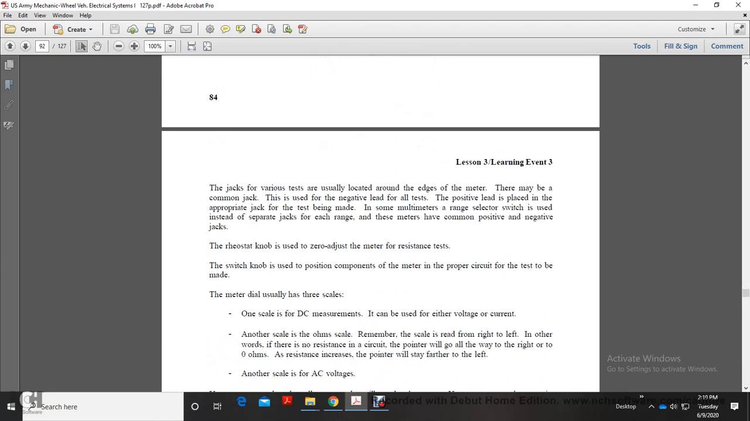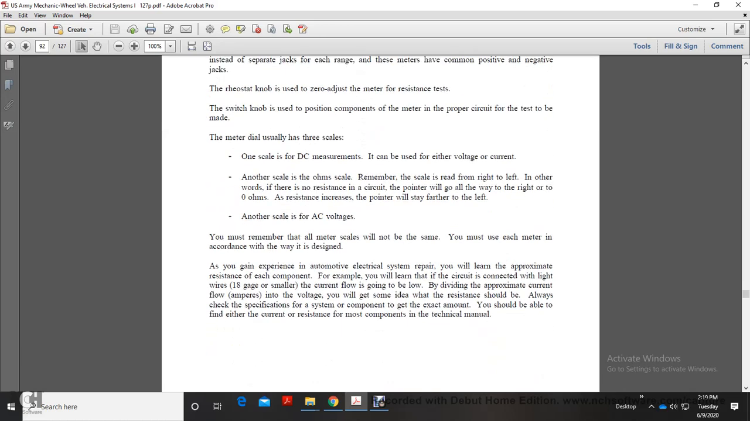The jacks for the various tests are usually located around the edge of the meter, with a common jack used with the negative lead for all the tests, and the positive lead plugged into the appropriate jack for the test being made. On some multimeters, the range selector switch is used instead of a separate jack for each range, and these meters have common positive and negative jacks. The rheostat is used to zero adjust the meter for resistance tests. The switch knob positions the components of the meter in the proper circuit for the test to be made.